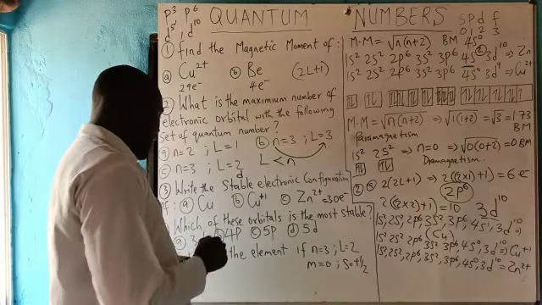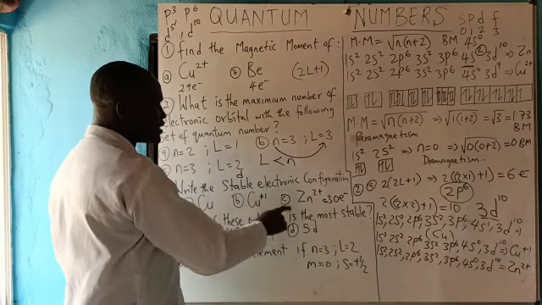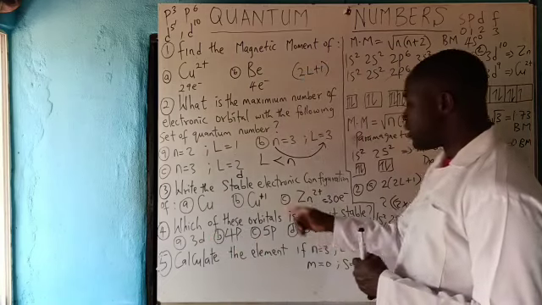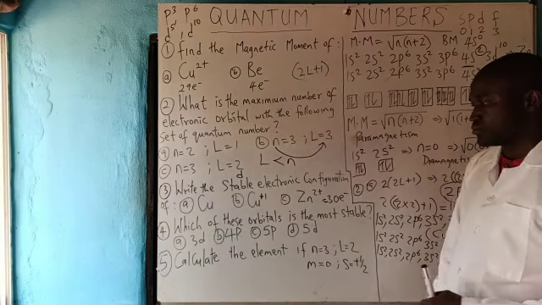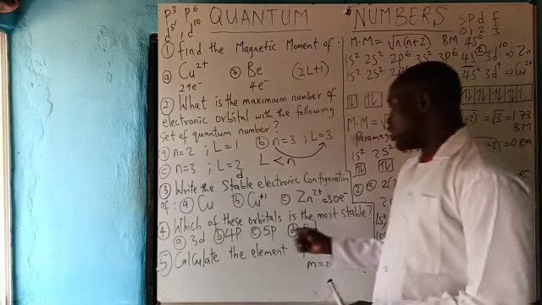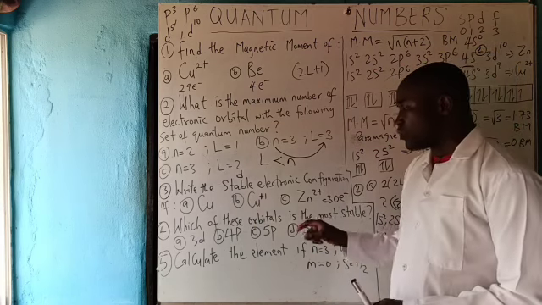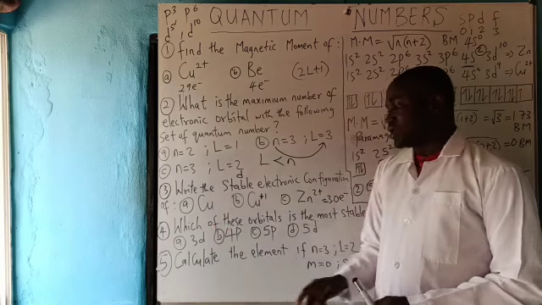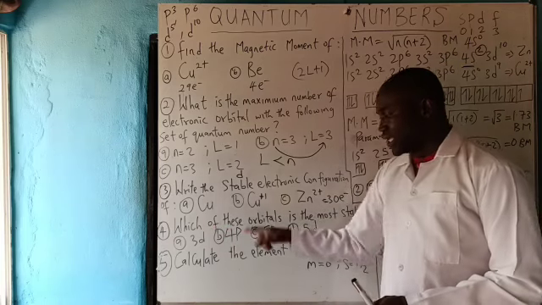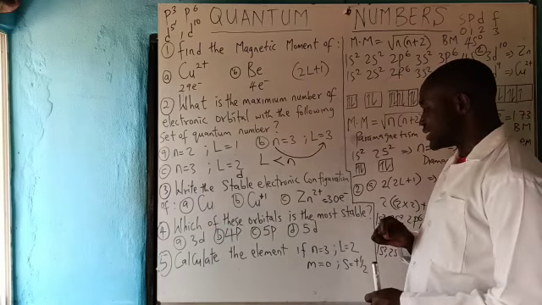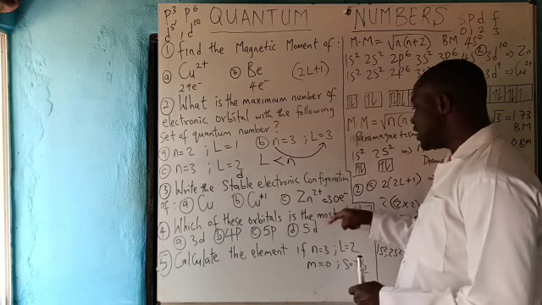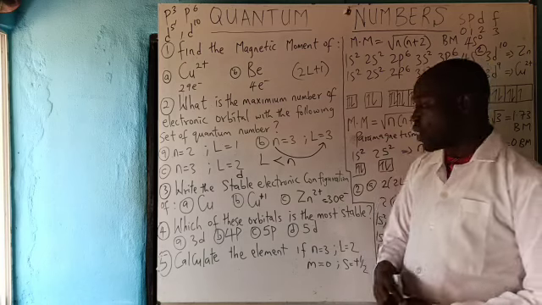Then, which of these orbitals is the most stable? That is question number 4. For you to know if this is stable or most stable, and if this is not, you have to get their energy. The one with the lowest energy is said to be the most stable one.